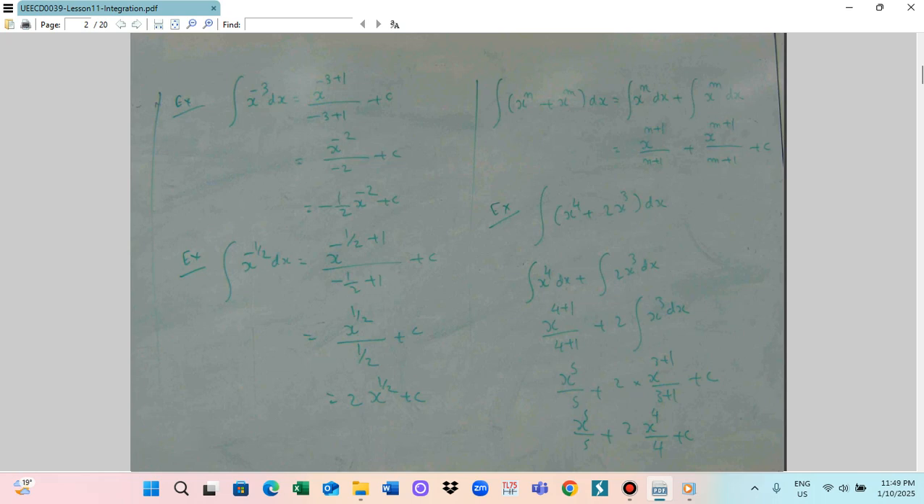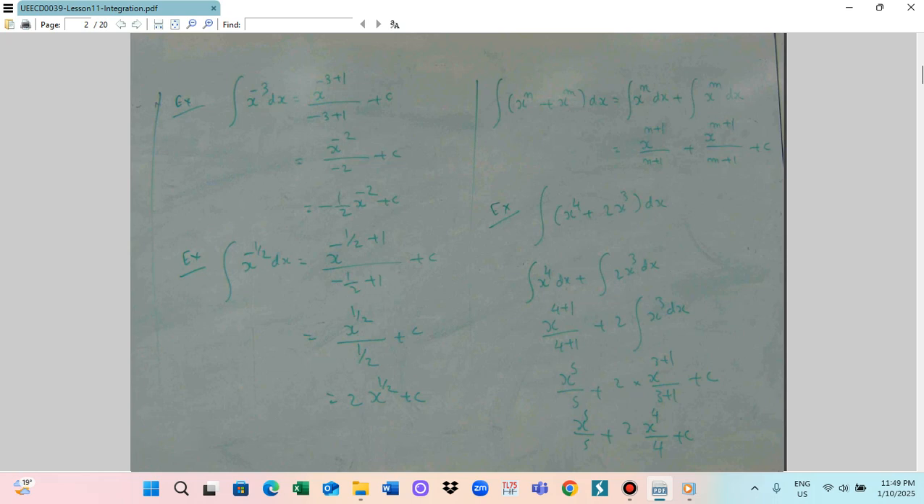Okay, another one is h power minus 3 dx. The integration of h power minus 3 dx, we use the same formula. H power minus 3 plus 1, divided by minus 3 plus 1, plus c. So this becomes h power minus 2 divided by minus 2, plus c. So this is minus half h power minus 2 plus c. So we go like this.